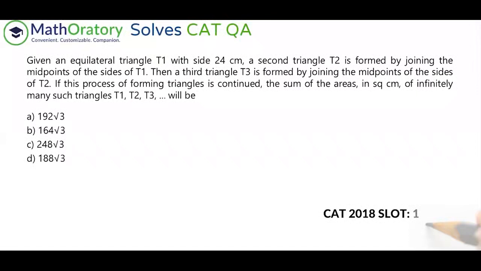Okay, we start with an equilateral triangle of side 24 centimeter in this case. Now the second triangle is formed by joining the midpoints of the sides of T1. Third triangle by joining the midpoints of the sides of T2. So it's a famous idea. If you know this idea, this will automatically help you to save time.